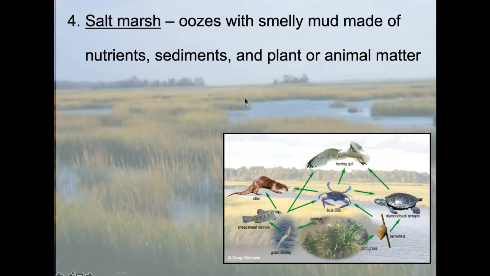So salt marshes are a good wetland environment, and they're going to be able to sort of filter out those particles of any pollutants that are in the water. And so that's why it kind of oozes with smelly mud, because this mud is going to have a lot of nutrients kind of packed in it.